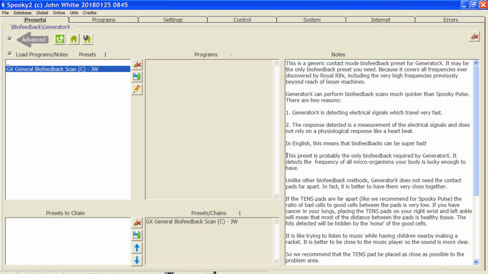The notes go on further to say this preset is probably the only biofeedback required by Generator X. It detects the frequency of all microorganisms your body is lucky enough to have. Now, when I say lucky, we both know that we're unlucky to have any sort of microorganisms in our body. Well, there are a few that are healthy, but many aren't, and many we want to get rid of. Now, how can this biofeedback scan preset detect all pathogens?